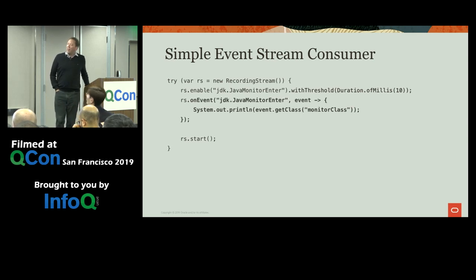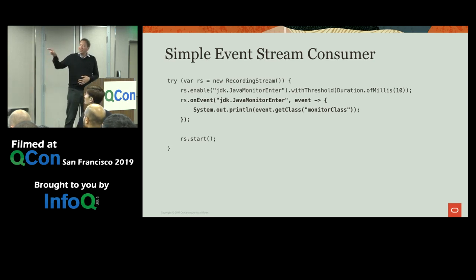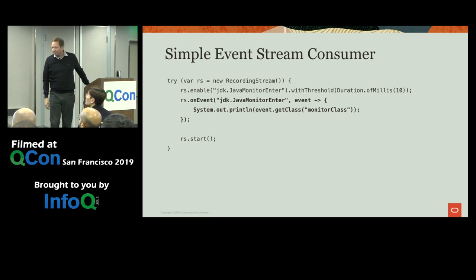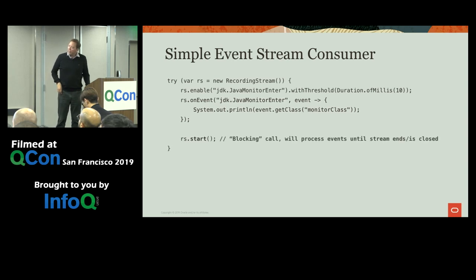Then we're going to say, if one of those events occurs, if we see that in the event stream, then do this. In this case, print it out to standard out. I'm not going to go into the details, but one of the fields in that event is called monitorClass, and it's the type we're synchronizing on. That call gets it as not java.lang.Class, but a JFR-specific representation of a type. In either case, it's going to print out the event, and the type associated with the event. And then you say start.